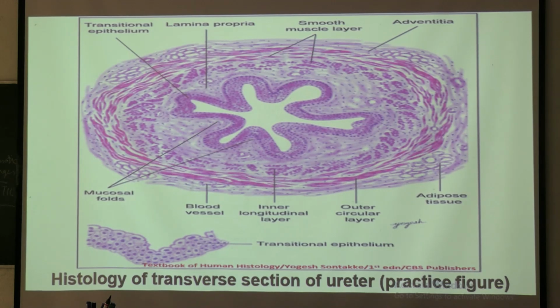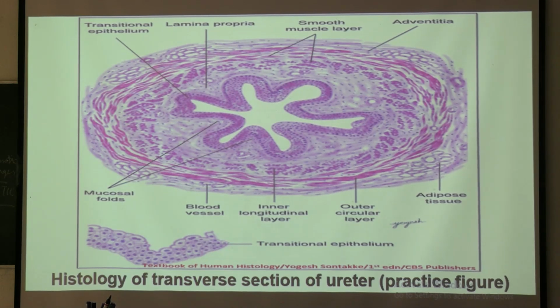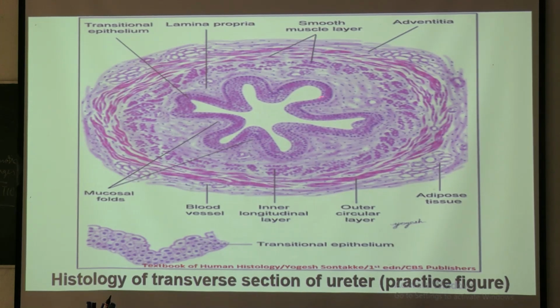In distended bladder it is 1 to 3 layers thick, but in empty bladder the cell layer increases in thickness. It is about 3 to 5 layers thick. Understood? So there is a stretching pattern for this transitional epithelium.